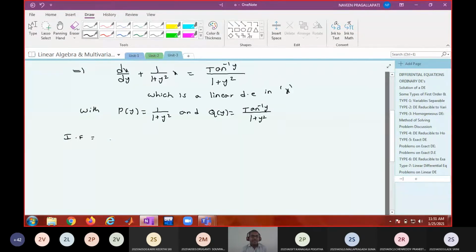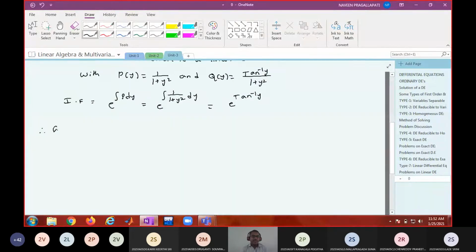Integrating factor is going to be e power integral p dy. So this is e power integral 1 by 1 plus y square dy. Okay, what is the integration of 1 by 1 plus y square? Tan inverse y. Okay, therefore what is the general solution? General solution is dependent variable into integrating factor is equal to integral of integrating factor into q of y dy plus c.